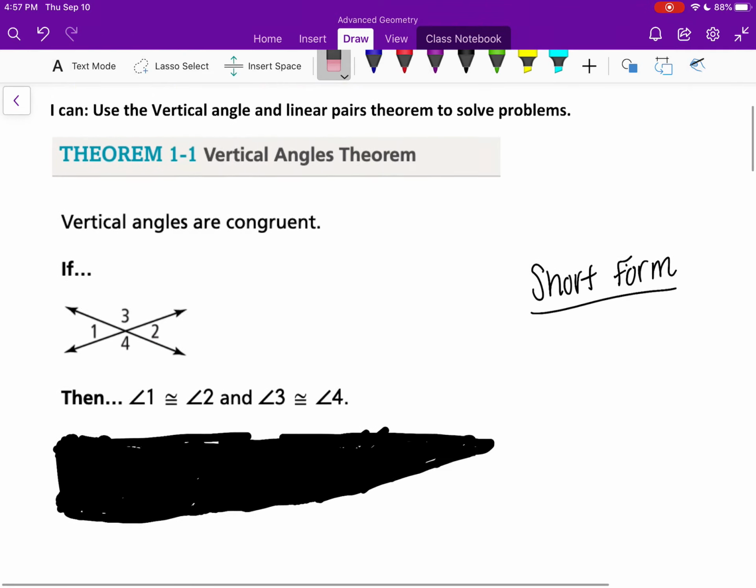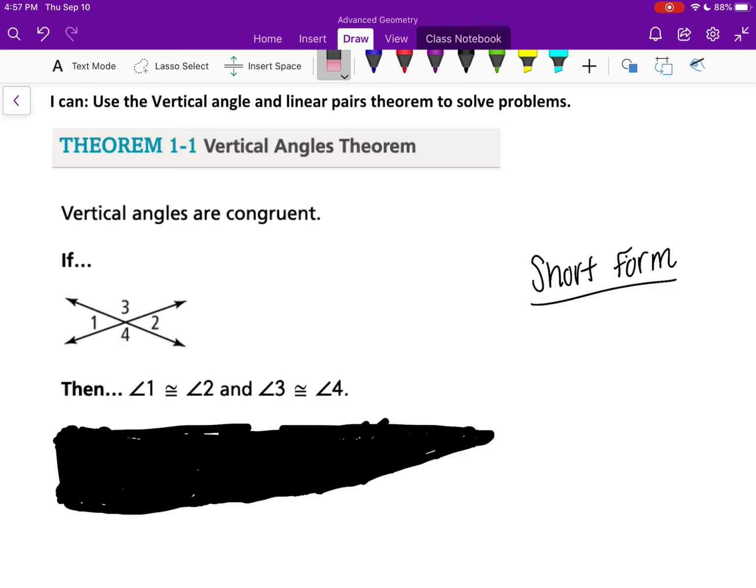So our first theorem is the vertical angle theorem, which simply states that vertical angles are congruent, and it shows you an example of two lines that have intersected to form four angles. And vertical angles truly just means the angle across. So angle 3 is congruent to angle 4, and I did not mean to just write over that. But 3 is congruent to 4, 1 is congruent to 2. And by the definition of congruent, that means they have the same measure.